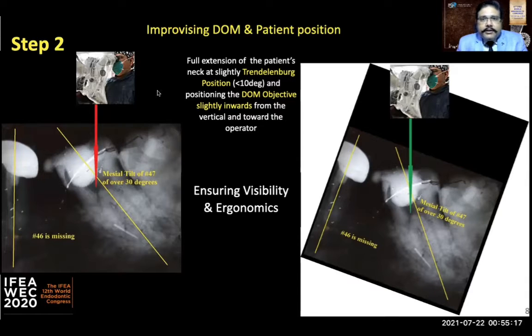Now, the improvisation that was done in the patient position and in the microscope to make the file visible was that the patient was made to lie in a Trendelenburg position, and the dental operating microscope was taken a bit more towards the operator from the vertical. So those two things ultimately resulted in decreasing this angle to almost half. And here you can see that this is altogether away from the path of the canal, and here it was almost positioned focusing towards the canal.